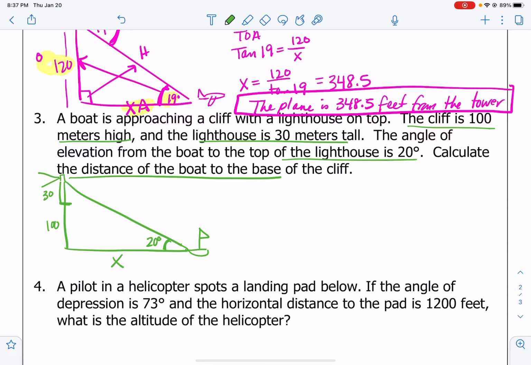That means this is my x. So notice that I made the problem fit my right triangle. That's what we need to do. It has to fit a right triangle. And so we're trying to make that work.